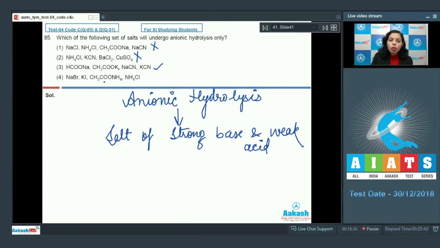Now, in the fourth option, if you look here, NH4Cl and ammonium acetate are given. Ammonium acetate is the salt of a weak base and a weak acid. It will not undergo anionic hydrolysis. Similarly, NH4Cl, the salt of ammonium hydroxide and HCl, is also not undergoing anionic hydrolysis. So this cannot be the correct option. The correct option we have already identified. This is given in option 3, and that's why I'll choose it as the correct option. I hope this question is also clear to you. Let's move on to question number 86.